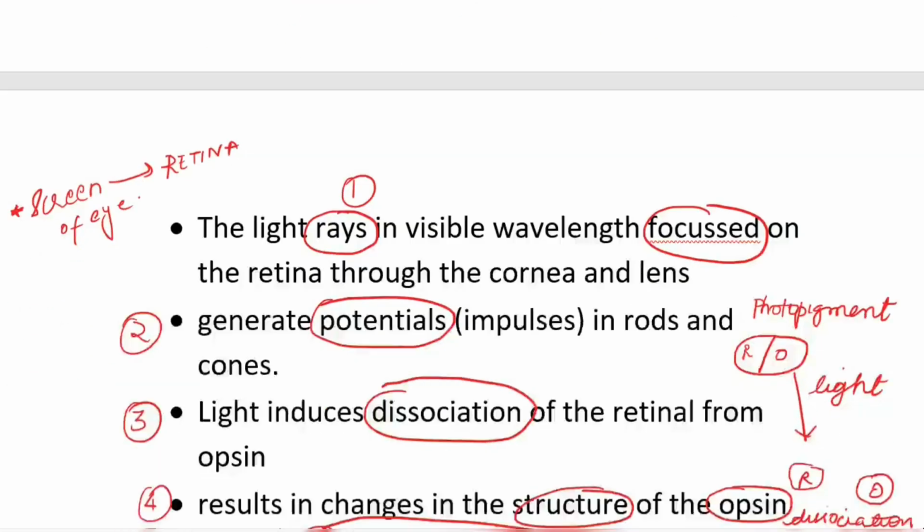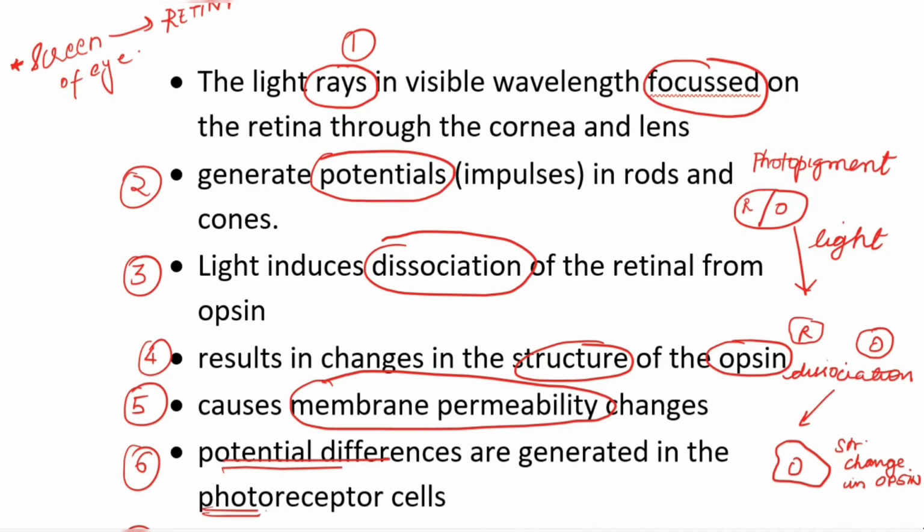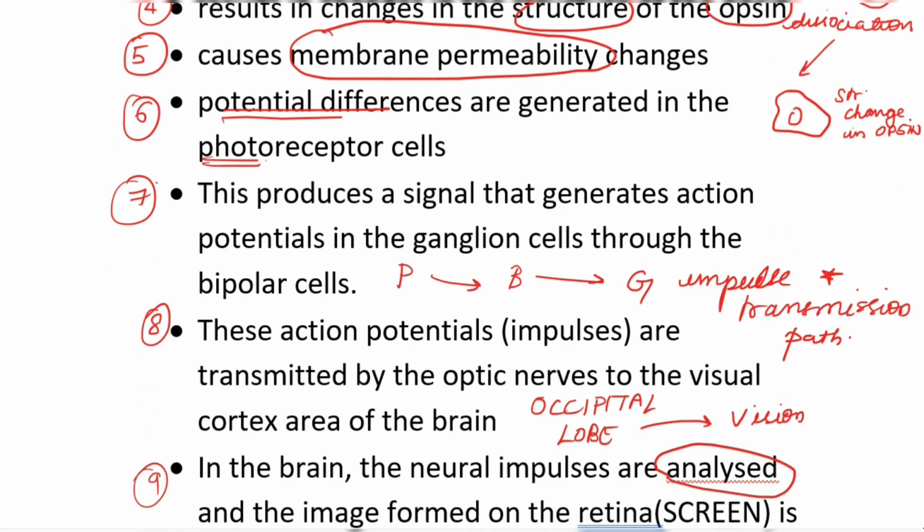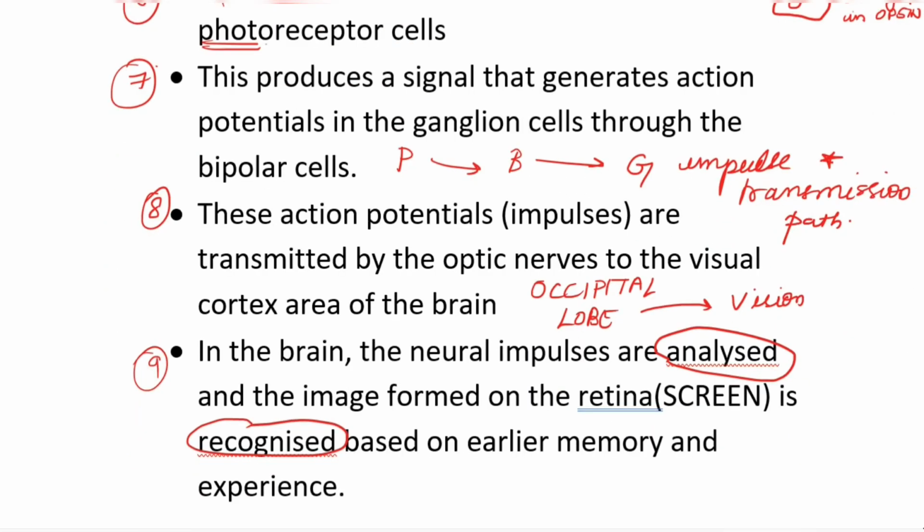So the signal is generated first in the photoreceptor cell, followed by the bipolar cells, then in the ganglion cells, and then the action potentials are transmitted by the optic nerves and reach the visual cortex of the brain, where the image is analyzed and recognized.